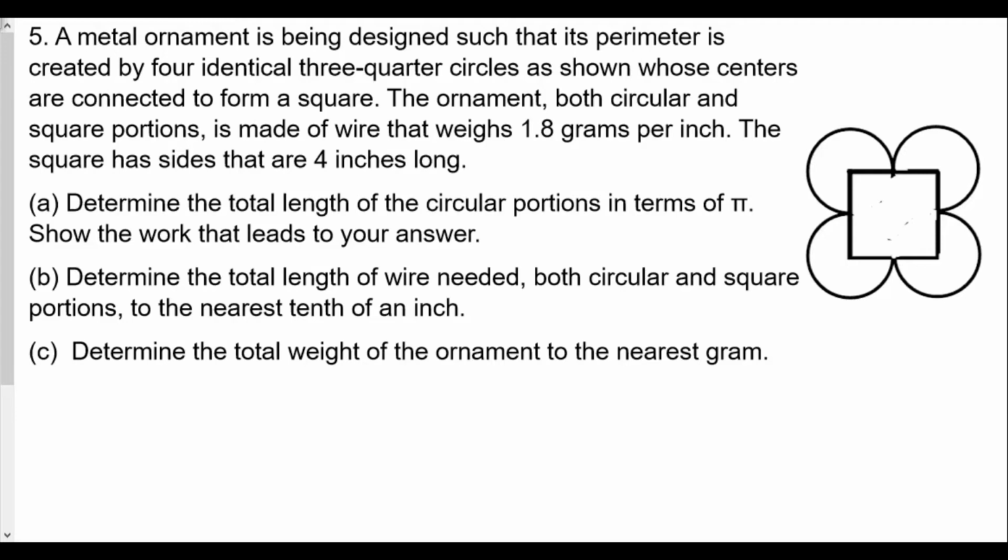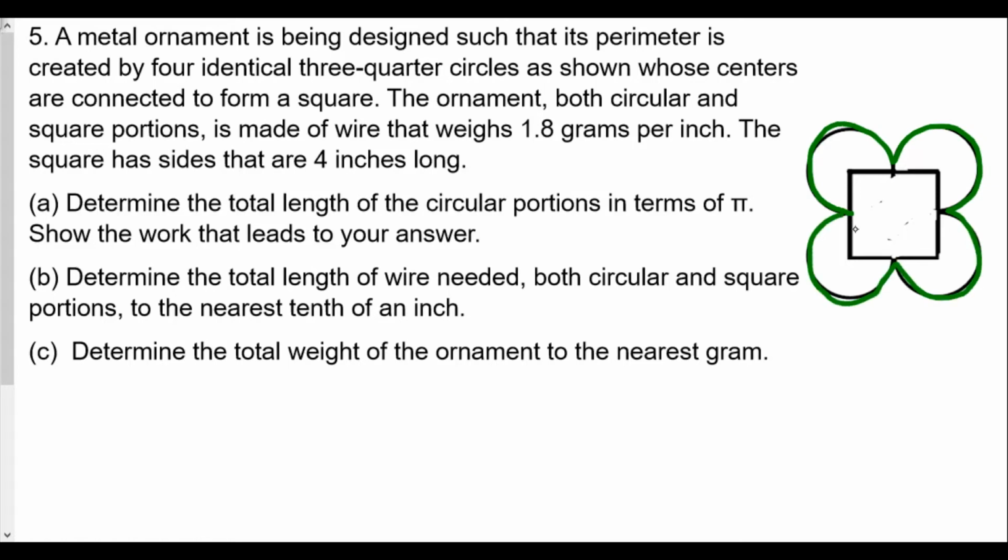Determine the total length of wire needed, both circular and square portions, to the nearest tenth of an inch, and then determine the weight of the ornament to the nearest gram. And so there's this empty space in the middle of the ornament, kind of like a flower with a little square in the middle. So we keep in mind, how are we going to find these circle portions? Because the circle portions seem to be only covering this part here, not full circles, but 3/4 of a circle.